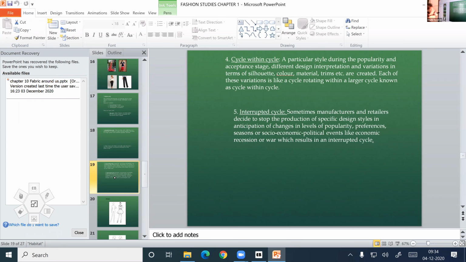color. What is a silhouette? It's an outline, and it is a new term. It is the outline of an object, or the outline shape of a garment when a person wears it. That is also meant by silhouette. Silhouette and color, material, trims, etc. are created, and it's like a cycle from one end to the other. Then the other point is the interrupted cycle.